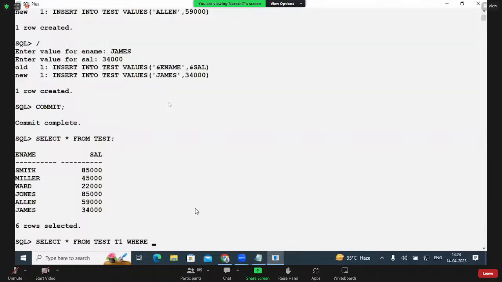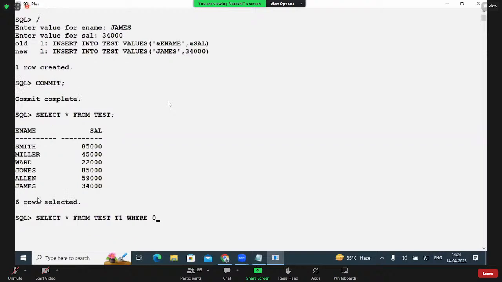Now you can write the query: where n minus 1, that is 0, is equal to select count of distinct column name, my column salary, from table name test, table alias name T2, where T2 dot column name is greater than or less than.